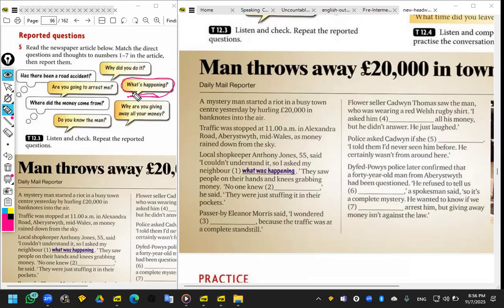Okay, 2. They saw people on their hands and knees grabbing money. No one knew where the money came from, he said.